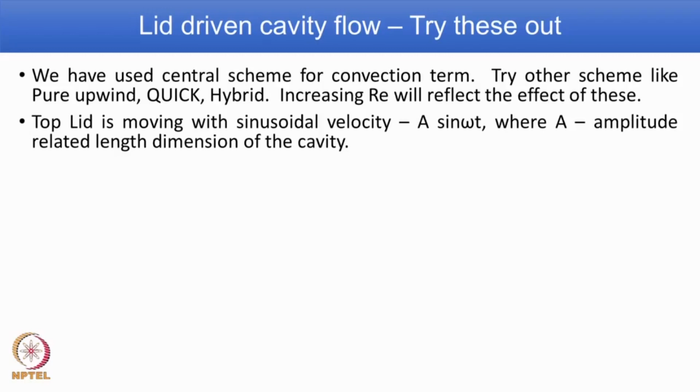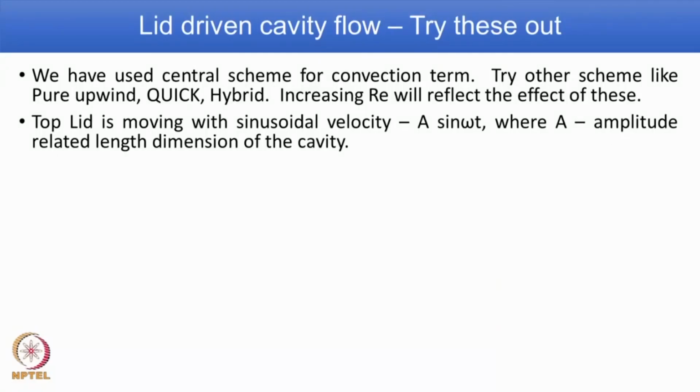In the problem demonstration, we used the top lid moving with a constant velocity, for example, u equal to 1 meter per second. It is also possible to oscillate the lid with a sinusoidal velocity, that is a sin omega t, where a is the amplitude which is related to some major length scale of the problem, for example, the length dimension of the cavity, and omega is a frequency. You can try with different values. So, this will give you not a linearly moving lid, but an oscillating lid.